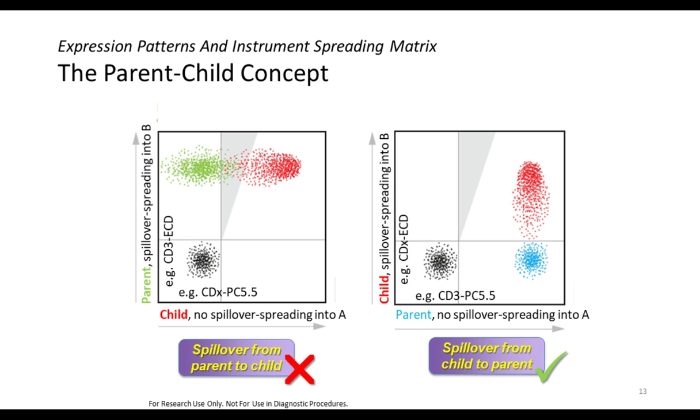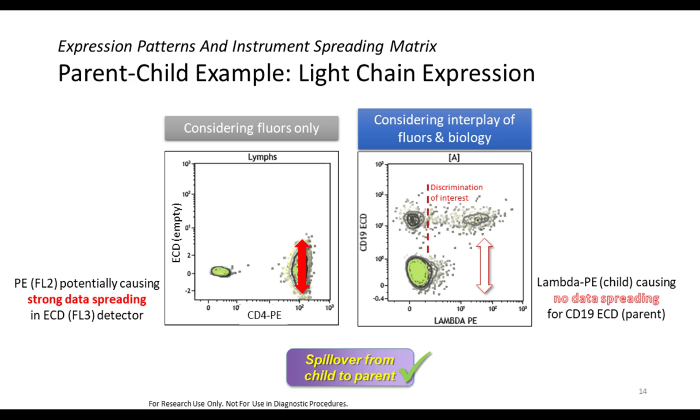On the right, we have made sure that the spillover here only occurs from the child antigen into the parent antigen, and this gives us the possibility to have a much better resolution and a much better sensitivity than seen on the left. So what does this mean in real life? Let's look into a real example.